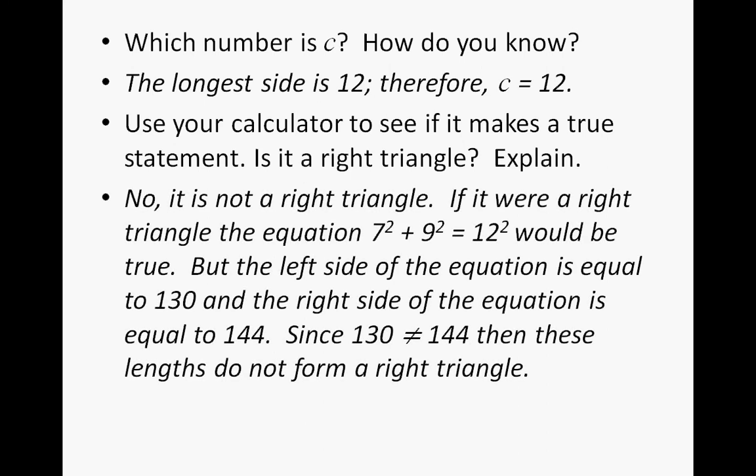Your answer should have been no, it is not a right triangle, because if it were a right triangle, the equation 7 squared plus 9 squared would equal 12 squared, and that would be true. But the left side of the equation is equal to 130, and the right side of the equation is equal to 144. And obviously, since 130 is not equal to 144, then these lengths do not form a right triangle. Obviously, it's a scalene triangle, but it would not be a right triangle.